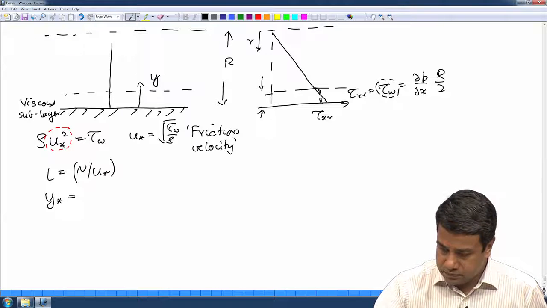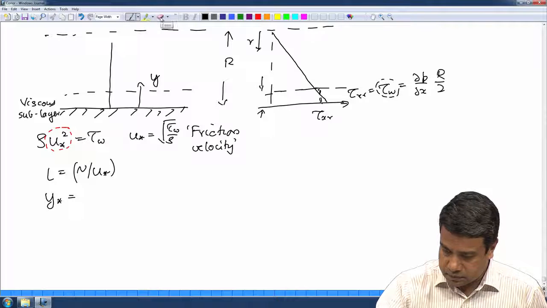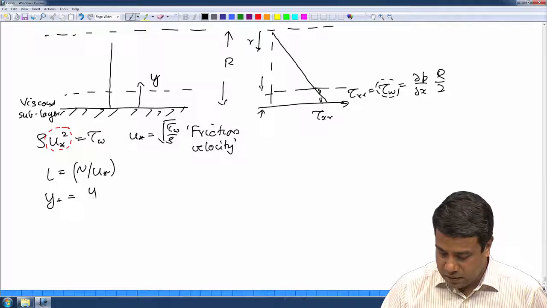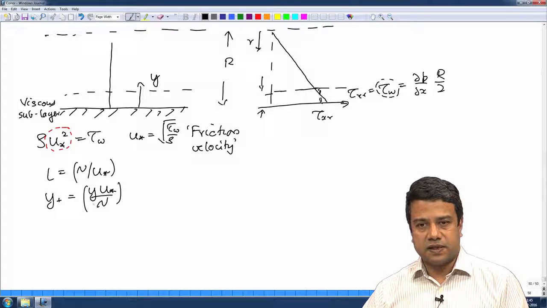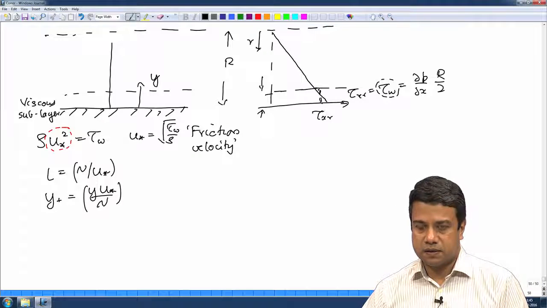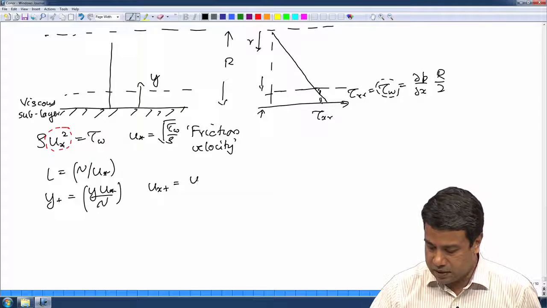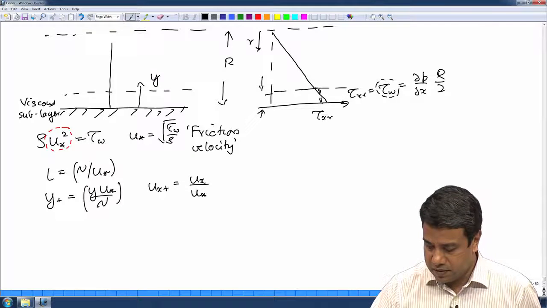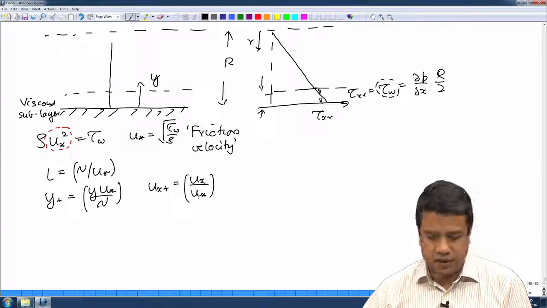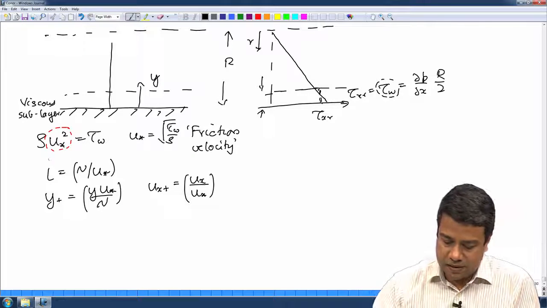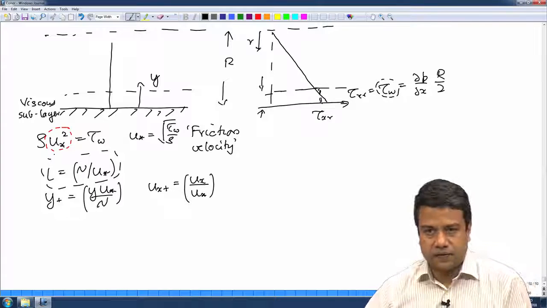The distance from the wall is often written by the symbol y, scaled by this length scale. It is usually written in wall units, y u star by nu, which is the relevant length scale as far as the viscous sublayer is concerned. And the velocity ux plus is usually written as ux by u star. The velocity is scaled by the friction velocity, and the length scale is scaled by this length scale obtained from the friction velocity and the kinematic viscosity.